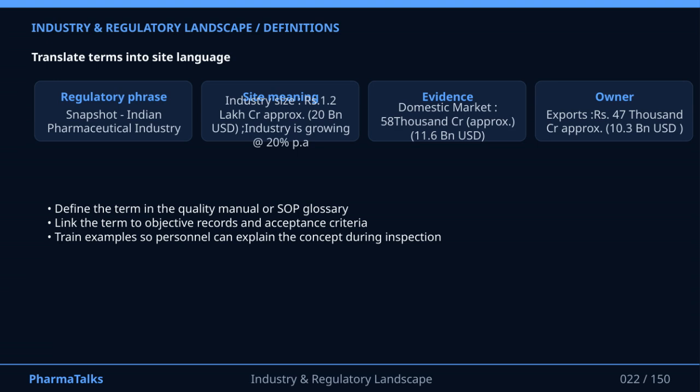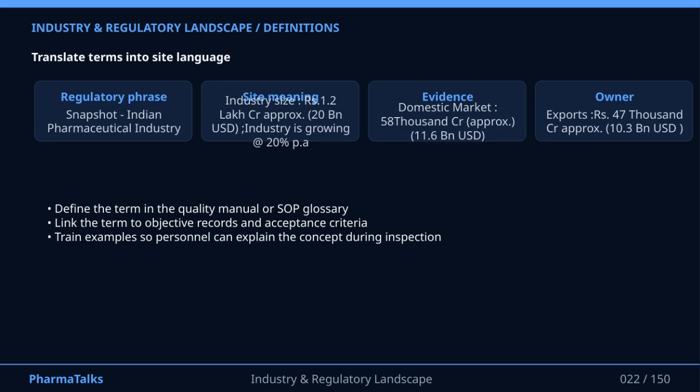Looking at the industry snapshot, the Indian pharmaceutical market is significant, valued at approximately 1.2 lakh crore rupees, or about 20 billion US dollars, and it's growing at an impressive 20% annually. The domestic market accounts for around 58,000 crore rupees, roughly $11.6 billion, while exports contribute about 47,000 crore rupees, equivalent to $10.3 billion. Understanding the size and growth of the industry helps contextualize regulatory requirements and highlights the importance of rigorous adherence to standards. This comprehensive approach ensures quality, regulatory compliance, and supports India's position as a key player in the global pharmaceutical landscape.